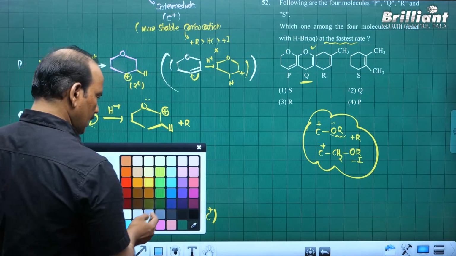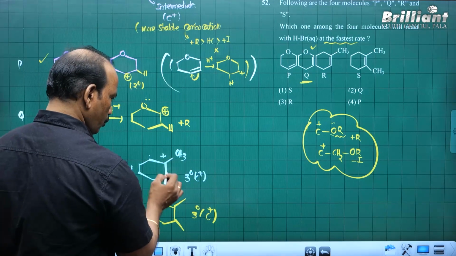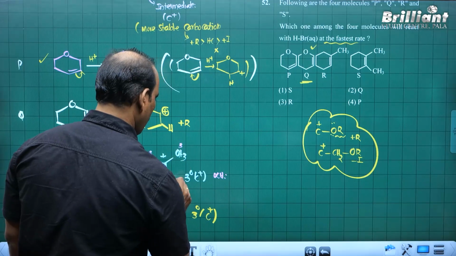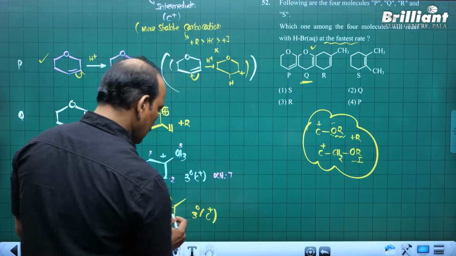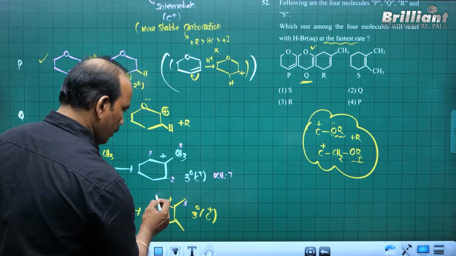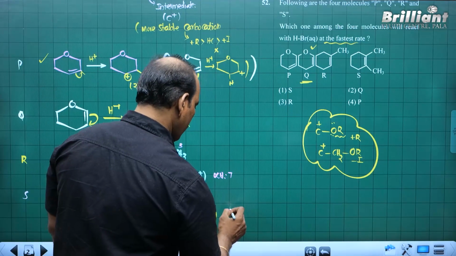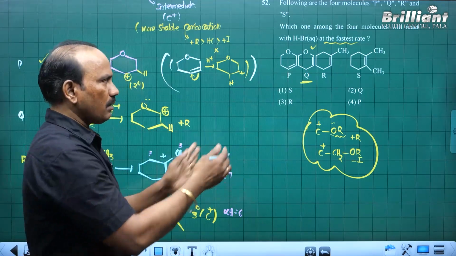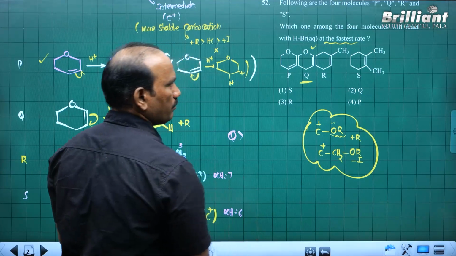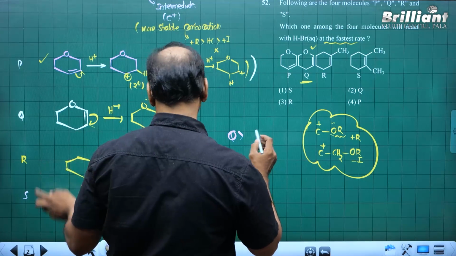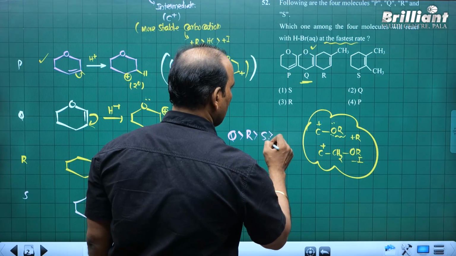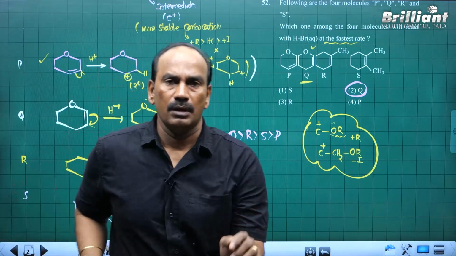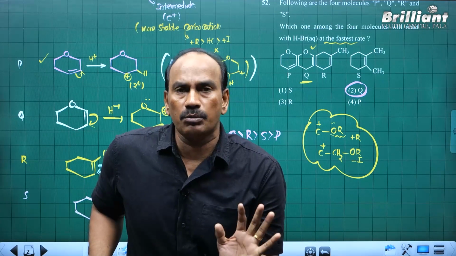In this 3 degree carbocation, how many alpha hydrogens are there? Here 3, here 2, here 2. Totally 7 are there. In this one, 3, here 2, here 1. So only 6. So what is the most stable? I want to explain the order. So Q greater than R, greater than S, greater than P. So the option is Q. Clear? In this one, the concept is which is the most stable carbocation. Okay.